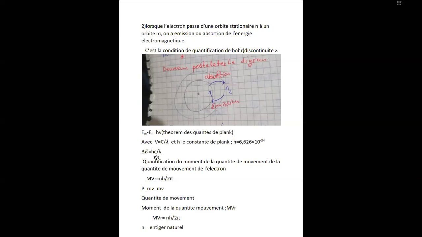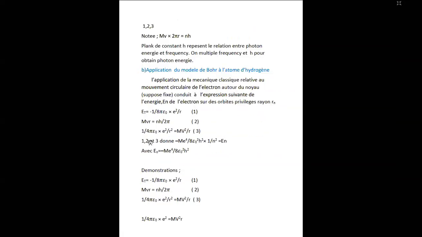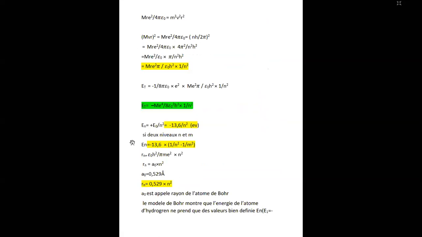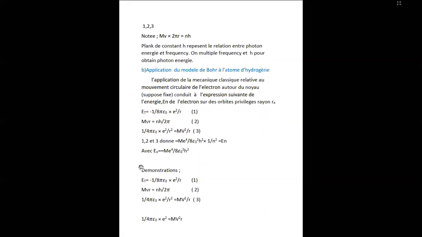When it moves from one shell to another, it can change in energy in this form. This is the first form in which it can change energy, a photon which is absorbed, or it can change in energy in this form. Depending on the question they have given you, these are the methods you can use. So you try to use this equation here, and this equation here, which are similar.